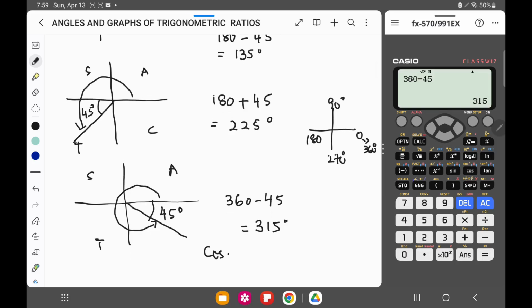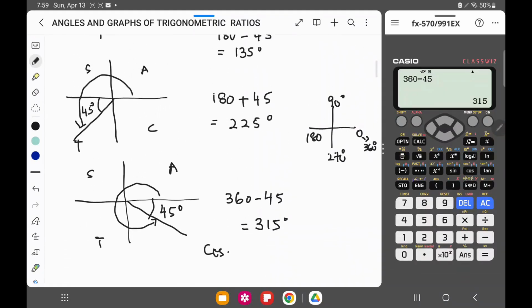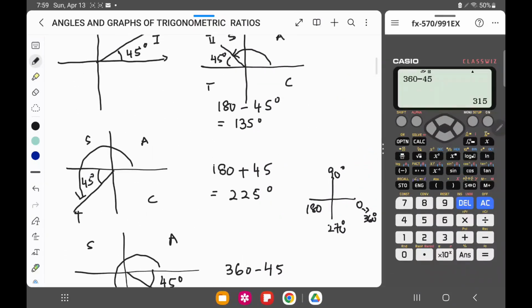So remember basic angles, how we draw the basic angles. You draw here if it's in the first quadrant, here if it's in the second quadrant, the third quadrant here and the fourth quadrant here. So I don't think you'll have any problem.